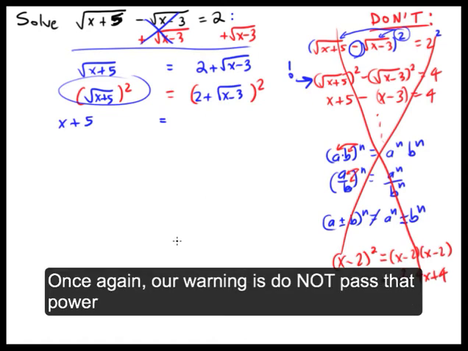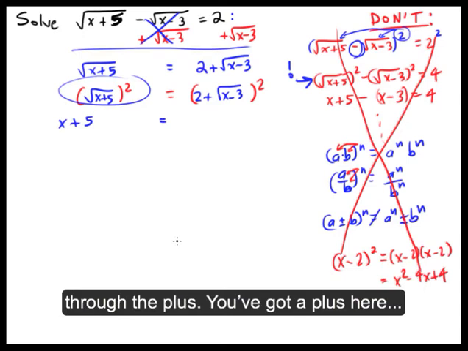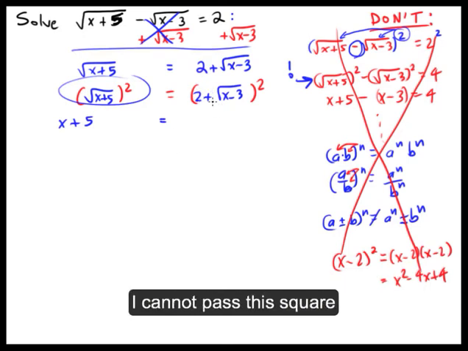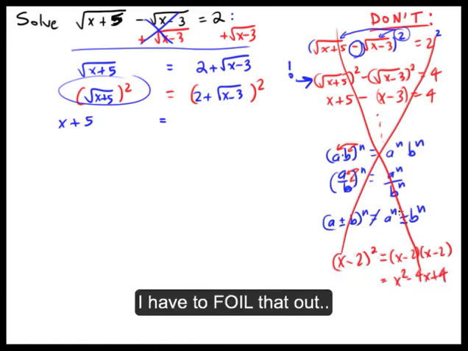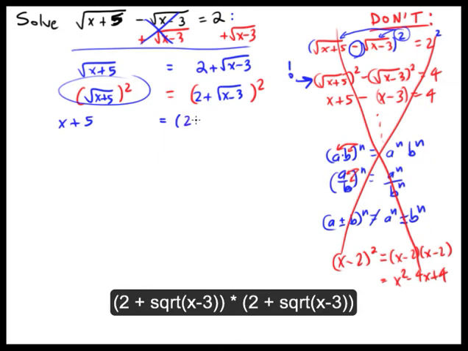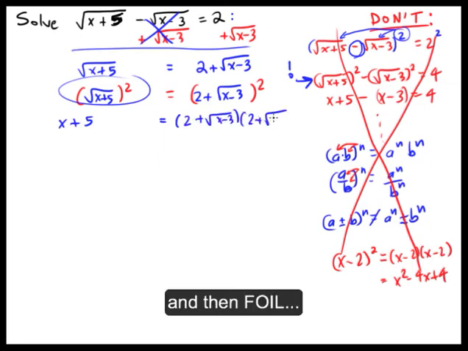Well, once again, our warning is do not pass that power through the plus. You've got a plus here, 2 plus a root. I cannot pass this square to each of those. It's the same rule we just looked at over here that I crossed out on the right side. I have to FOIL that out. So I'm going to write it 2 plus square root of x minus 3 times 2 plus square root of x minus 3. And then I'm going to have to FOIL that all out.